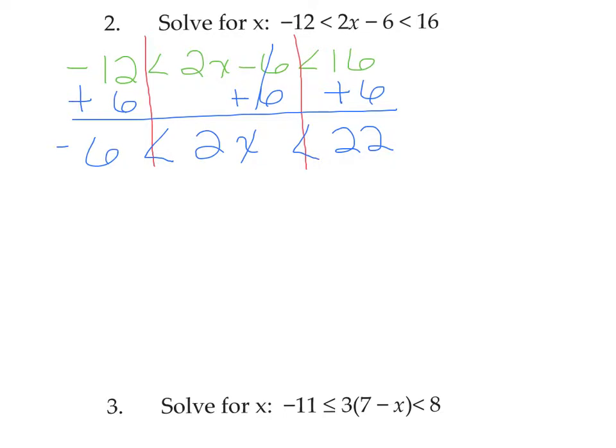Now we're going to divide by 2 to isolate that x. And again, we're dividing by a positive 2, so we don't have to worry about the symbols flipping. This becomes x. This becomes 11. This becomes negative 3. So negative 3 is less than x, it's less than 11, and we're going to make a number line for this again.